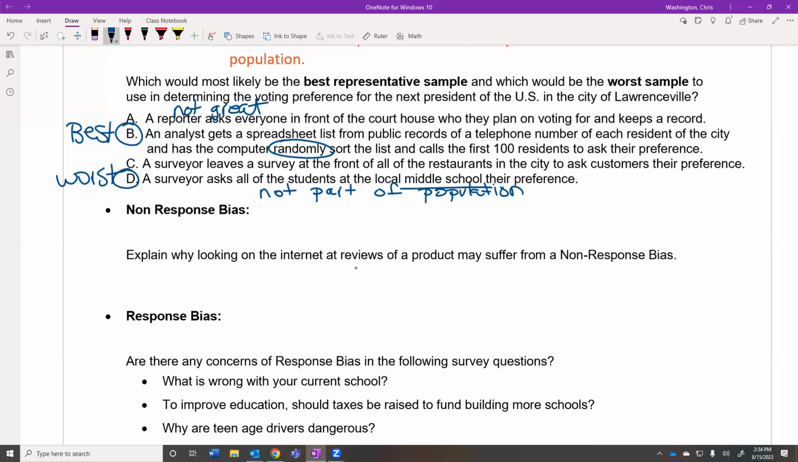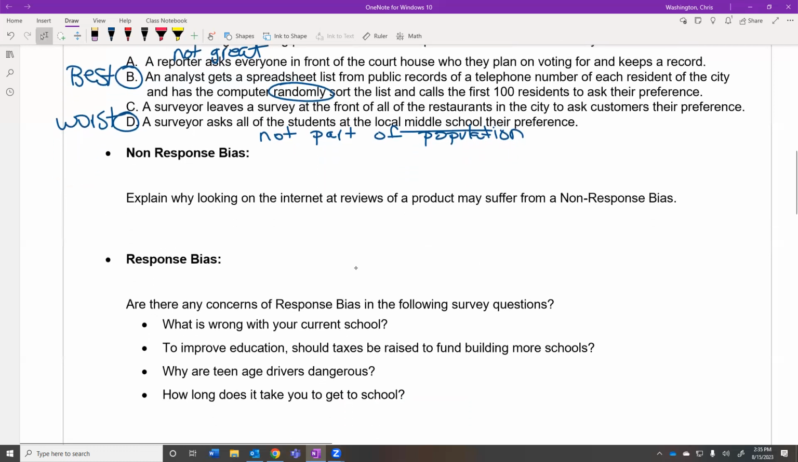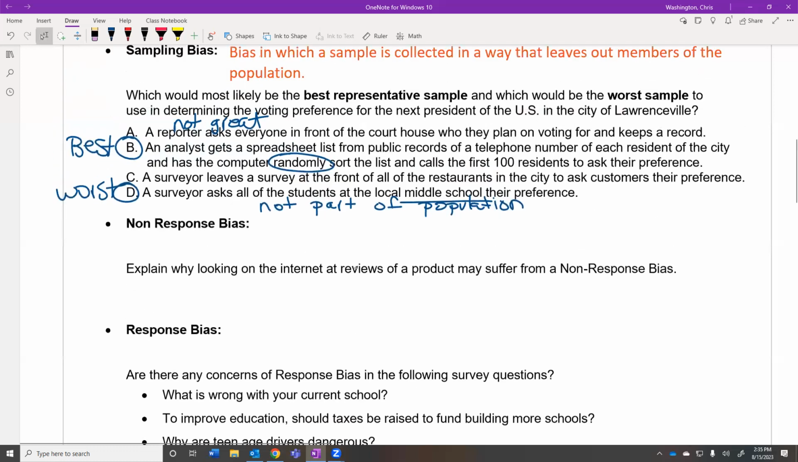It's definitely not great because you don't know who's going to walk by the courthouse. On a normal business day, who normally goes to the courthouse? Criminals. And maybe criminals would support one candidate over the other. Maybe. I don't know. But there could be some potential bias there in front of the courthouse.